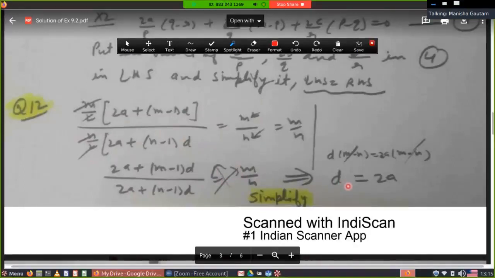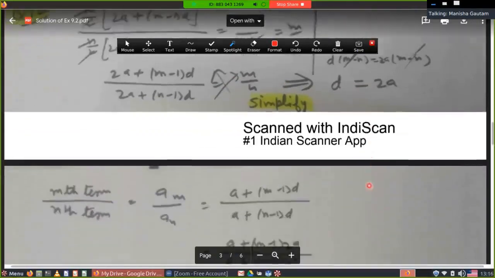What you will get? d is equal to 2a. When you get d is equal to 2a, the prove part you can solve. In the prove part, you have to show the ratio of the mth and nth terms. It means given is the sum of the m and n terms, and you have to go for a proof for the terms ratio, mth term and nth term. You have to simplify this. First of all, cross multiplication takes place. d will be equal to 2a.